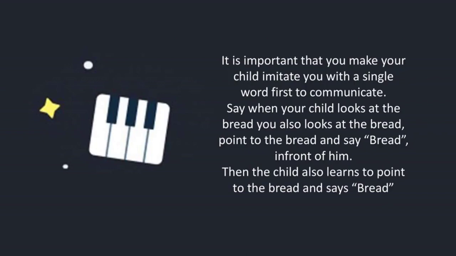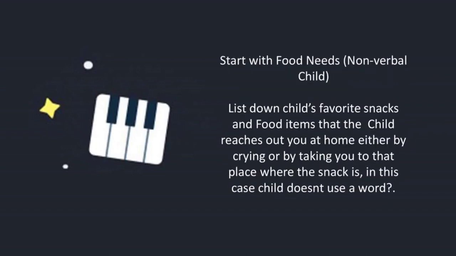First, let's see for children who are non-verbal. You start with snack or food needs. List down the children's favorite snacks and food items that the child reaches out for at home, either by crying or by taking you to the place where the snack is. In this case, the child does not use any word. It just pushes you or it cries. So you have to understand when the child needs the snack.